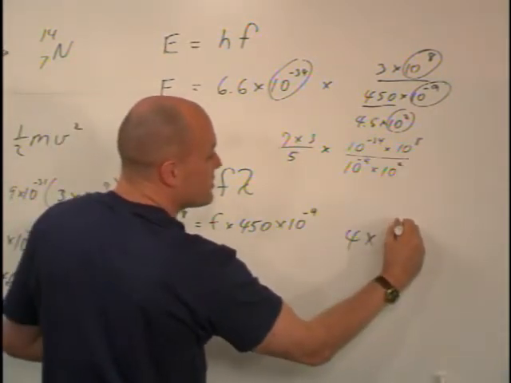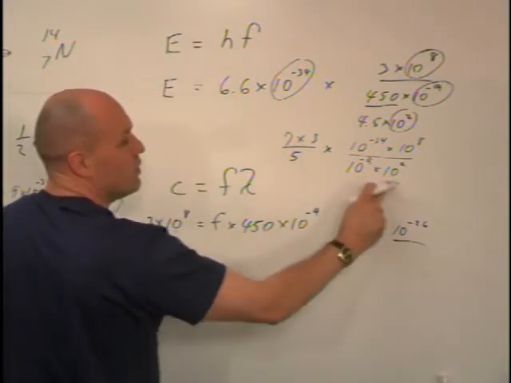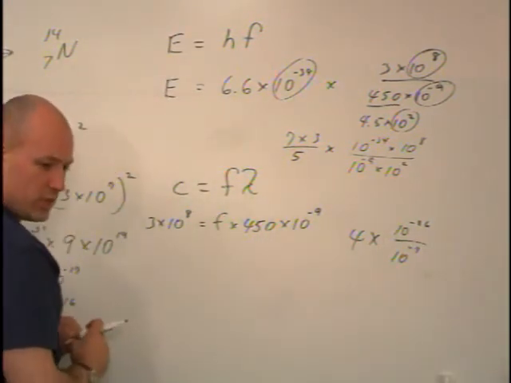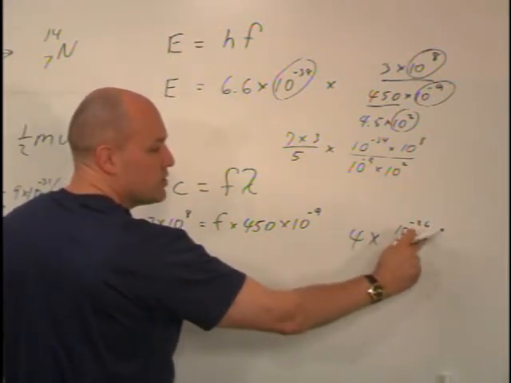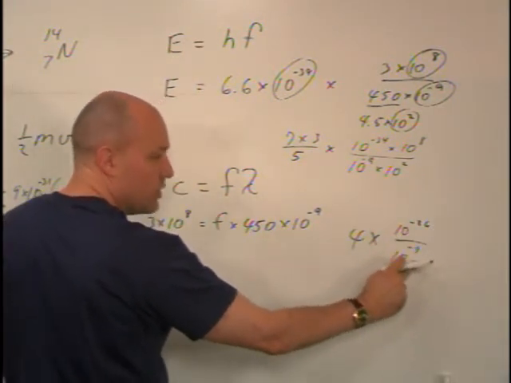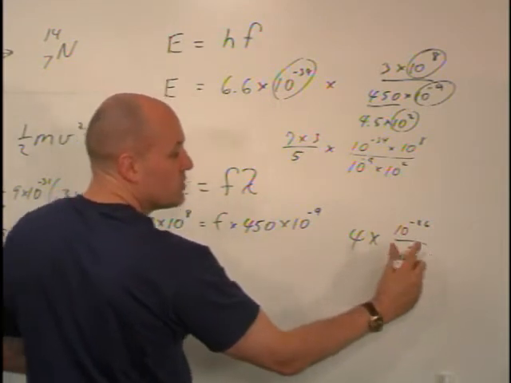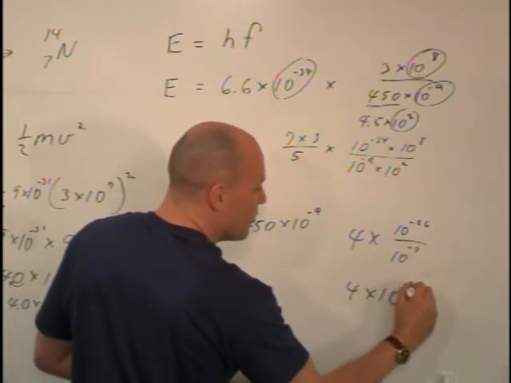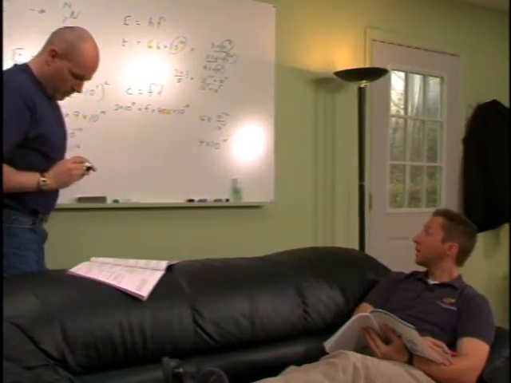10 to the minus 26 over 10 to the minus 7. And when I divide negative 26 and negative 7, I subtract. So negative 26 minus negative 7 is negative 26 plus 7. So I get 4 times 10 to the negative 19th. The only one that's close is A.